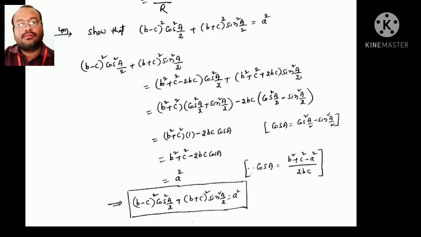Cos square A by 2 plus sin square A by 2 is nothing but 1. That is the identity. Cos square A by 2 minus sin square A by 2 is nothing but cos A. Cosine formulas. So by replacing that, we can get b square plus c square minus 2bc cos A. We already know cos A is equal to b square plus c square minus a square by 2bc, cosine rules. So then by simplifying that, we can get that as a square. So finally we got the answer.